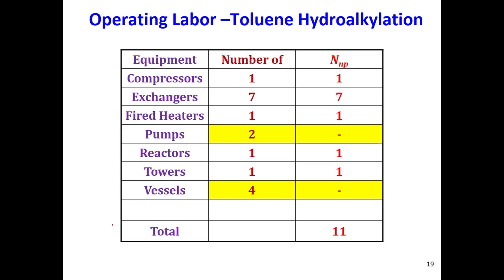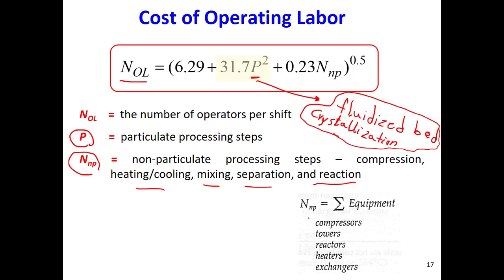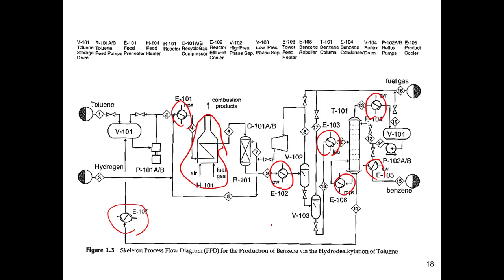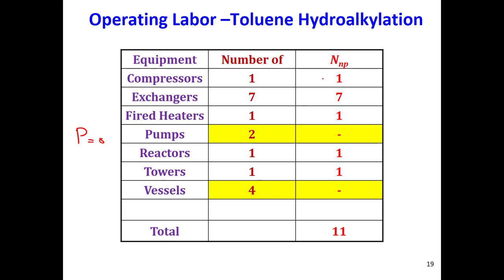So we don't have any particulate, 0. Non-particulate, so look at this here. Compressors, towers, reactors, heaters, heat exchangers are considered non-particulate. Pumps and vessels are not in this list, so we don't count them. Compressor is non-particulate, heat exchanger they are, heaters they are, pumps they are not. Reactors they are, towers they are, vessels they are not.